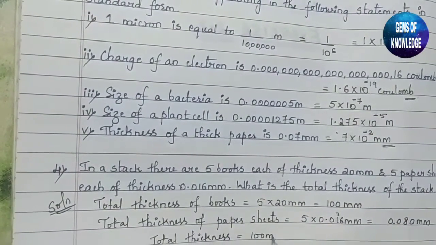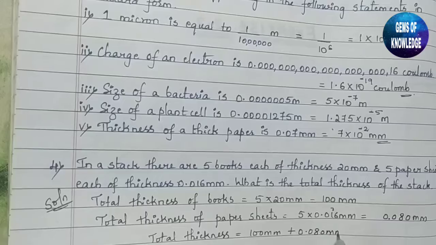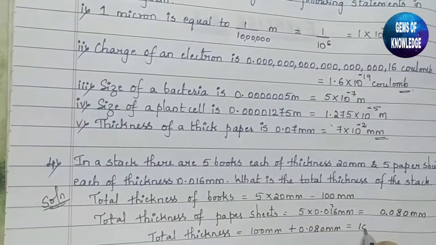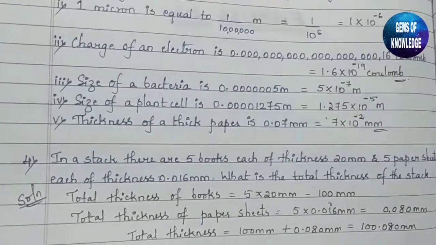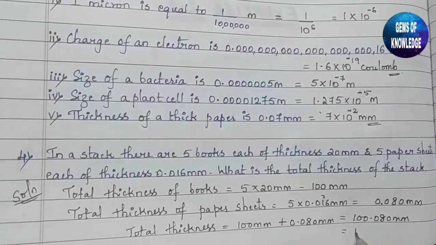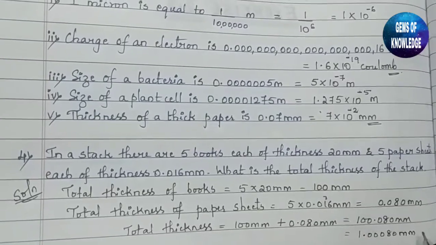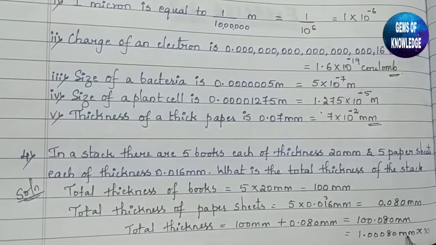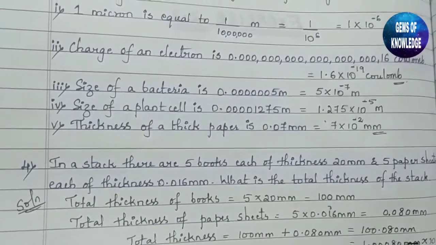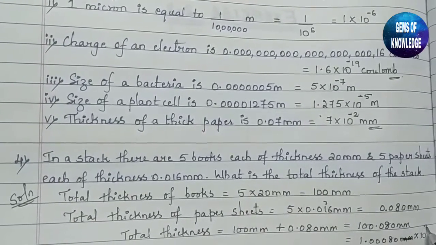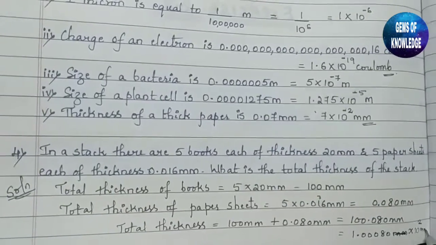So total thickness will be equal to 100 millimeter plus 0.080 millimeter. So we are getting the thickness as 100.080 millimeter. So this can be written as 1.00080 into 10 to the power of, since we are moving this point to the left side, it will be positive 10 to the power of 2. Since 2 points we are leaving, it will become 10 to the power of 2 millimeter.